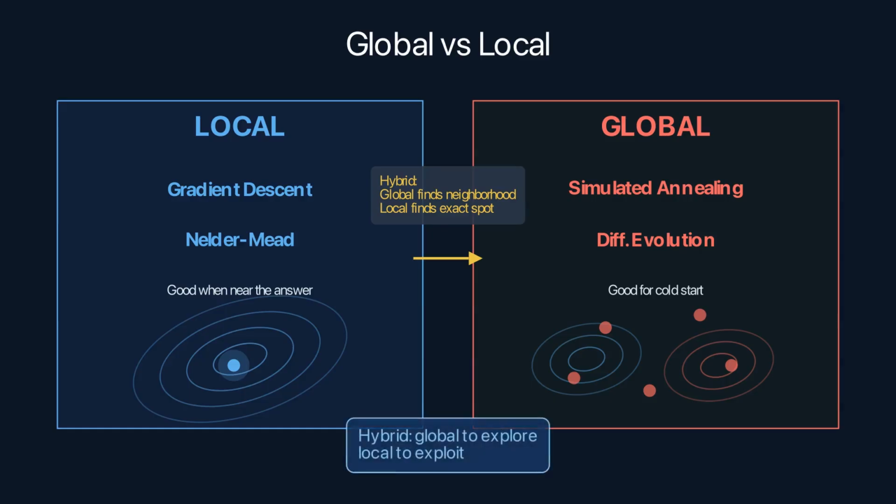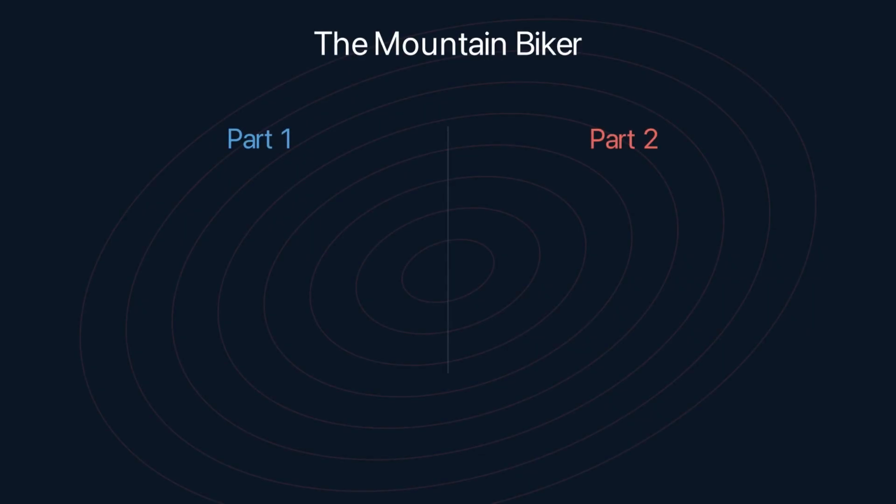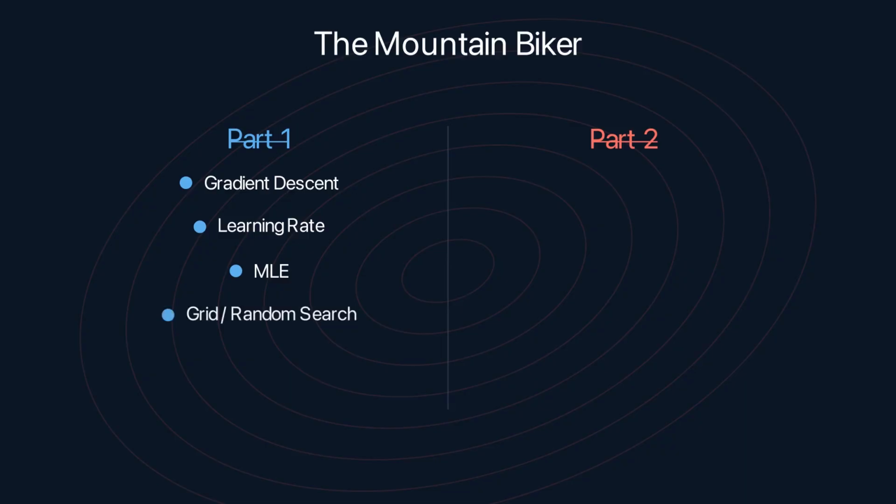A hybrid approach, global for exploration, local for exploitation. This is how most production calibration pipelines work. 6 strategies for the mountain biker. Gradient descent for the basic downhill ride. Learning rate for gear selection. Grid and random search for the cold start.